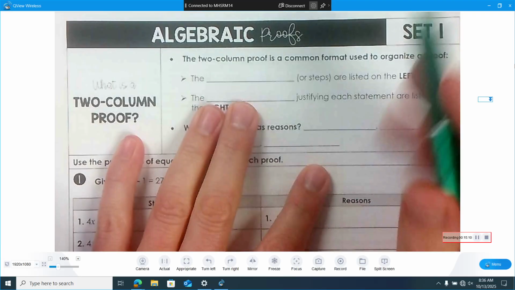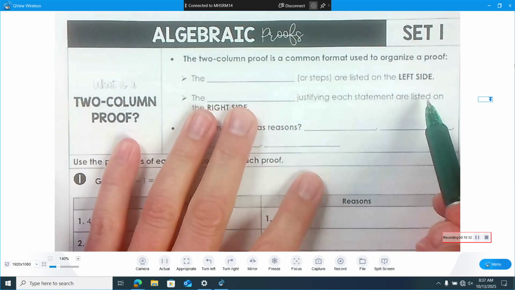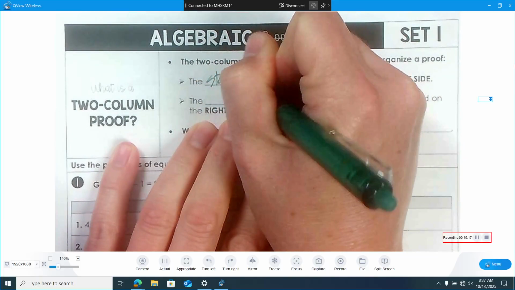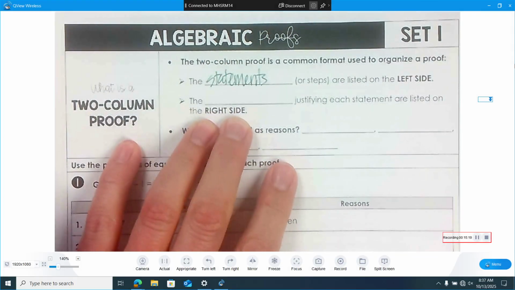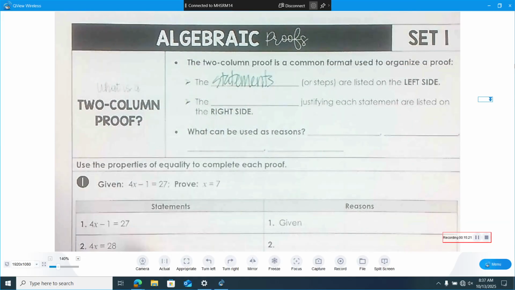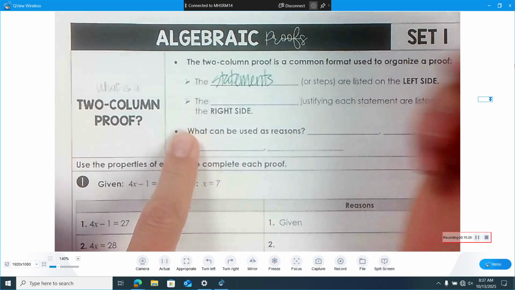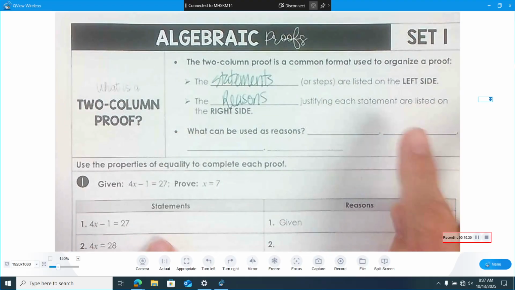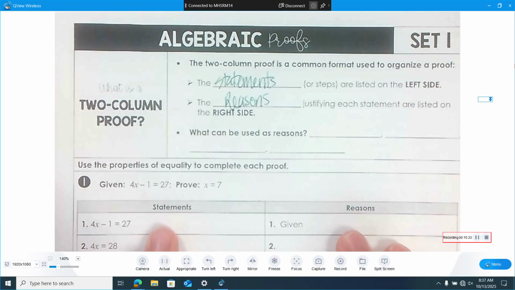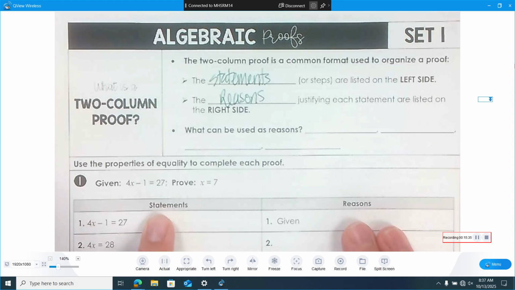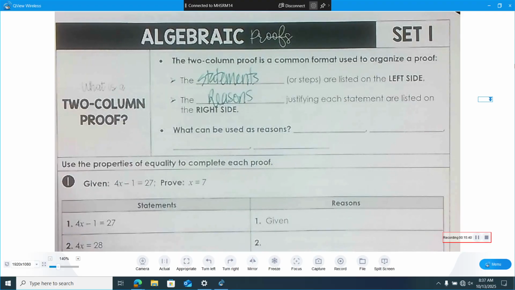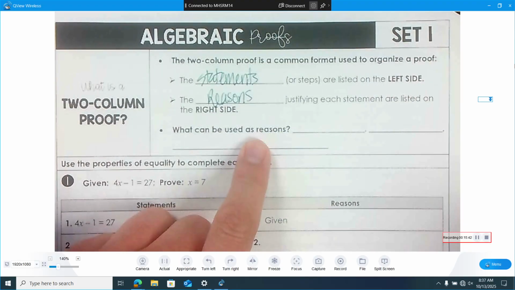So a two-column proof is a common format used to organize a proof. The statements or steps are listed on the left-hand side, and the reasons justifying each statement are listed on the right-hand side. So it's the statements and reasons set up here. And we want to use what can be used as reasons.